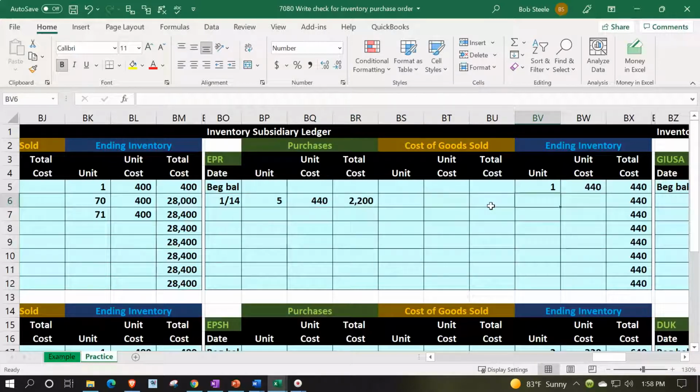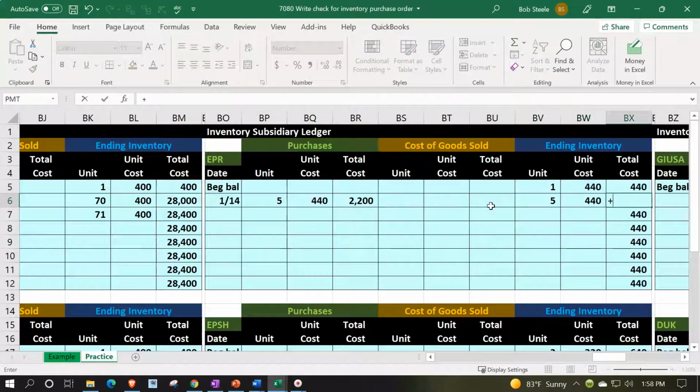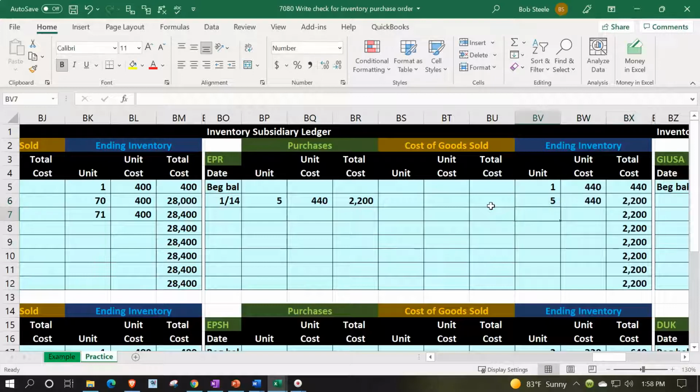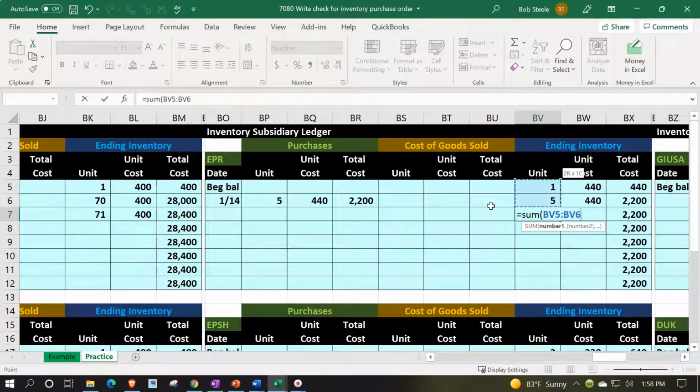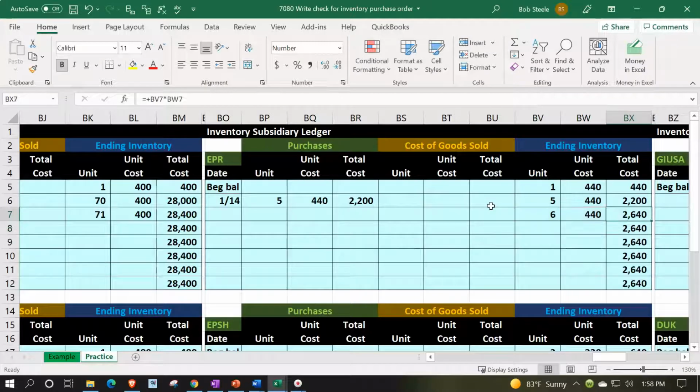Let's see what we have in the ending inventory for these guitars. We have 5 times 440. 5 times 440 is that 2,200. Summing up the total in units gives us 6 units at 440. Multiplying the 6 times the 440, we then have the 2,640 of those types of guitars.